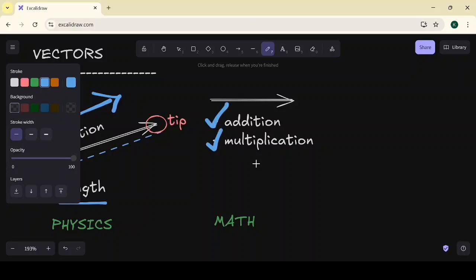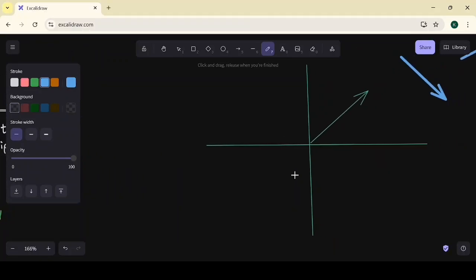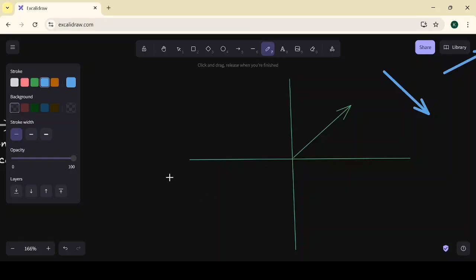Now, whenever I tell you the term vector, I would like you to imagine a 2D coordinate system. This is called the x axis and this is called the y axis. These both axes form the 2D coordinate system. Here, this point is known as the origin because it has the coordinates 0, 0. Now, each and every vector that we will be talking about would have its tail fixed on this origin.